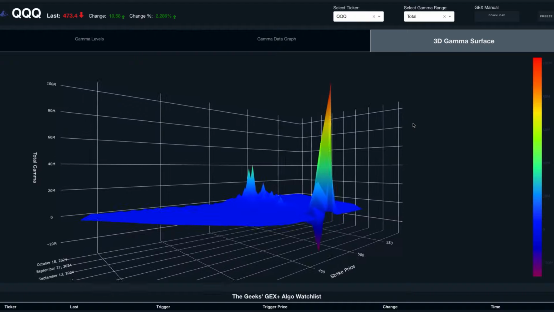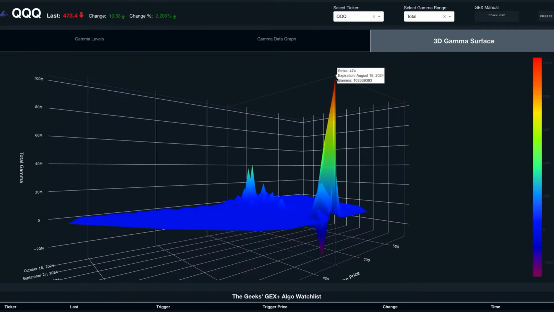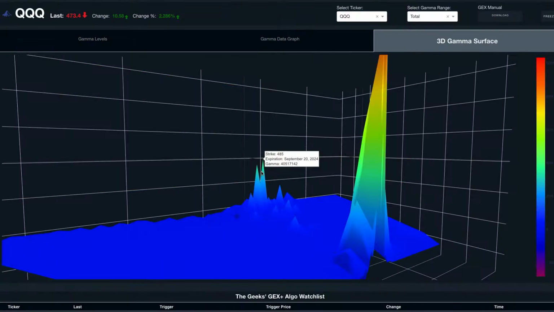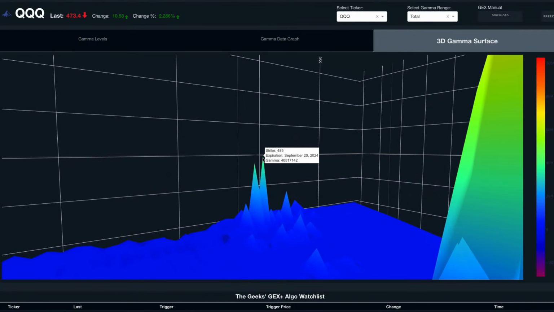Taking a look at the QQQ on our 3D surface model, these are of course 0 DTEs pointing at 474. But if we zoom in further out in time to the September expiration, September 20th, that's the 485 strike we mentioned, currently the largest gamma exposure concentration. So this 480 to 485 zone could be a potential target in the coming weeks. That's really not that much higher than where we are now, last price 473. So we're talking about a 2-3% move in the coming weeks, which makes sense if this bounce continues.